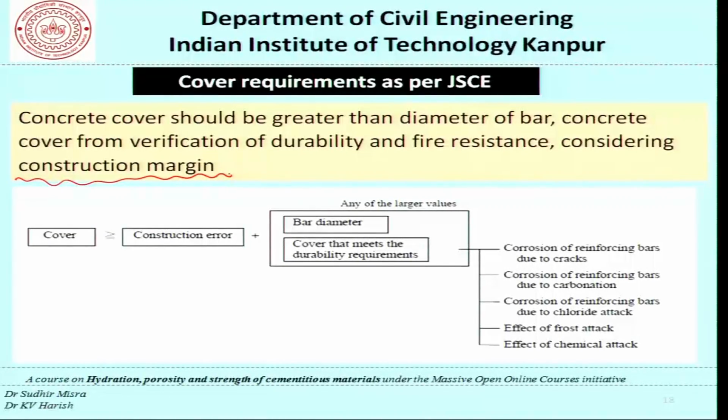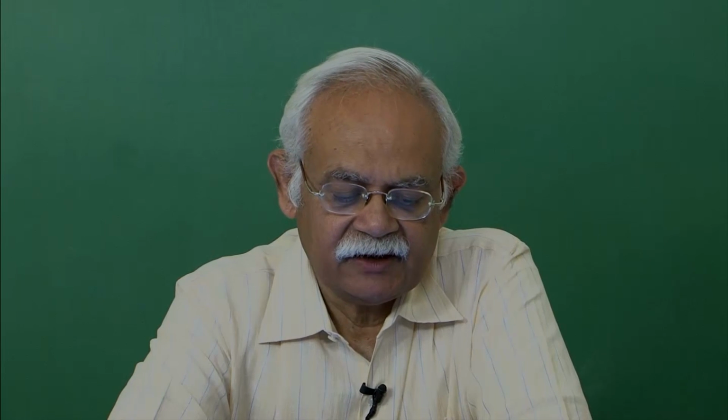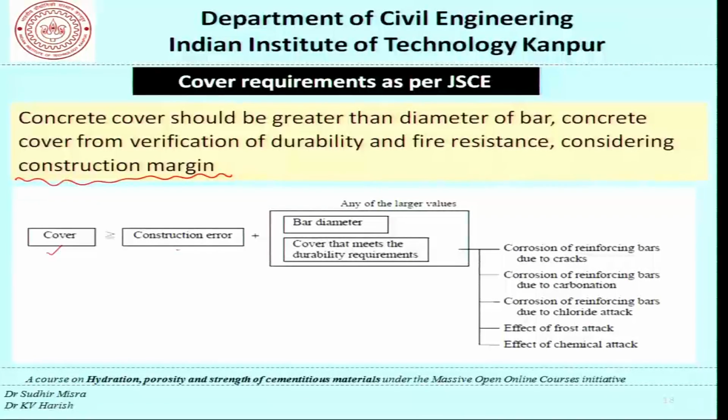That is, we know that even though the designer may specify a certain cover, whether it is 40 mm or 45 mm or 50 mm, when working at site, depending on the kind of quality control that is used, that cover may be different, and that is the construction error. So, what it says is the cover should be greater than the sum of the construction error expected plus the bar diameter or the cover that is required from the durability point of view.